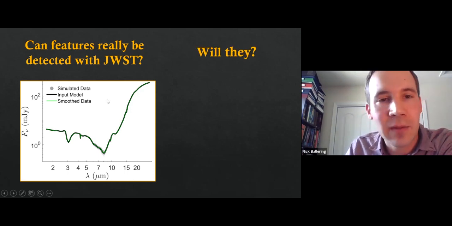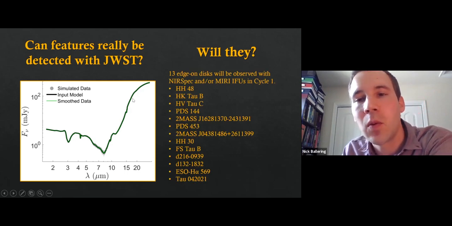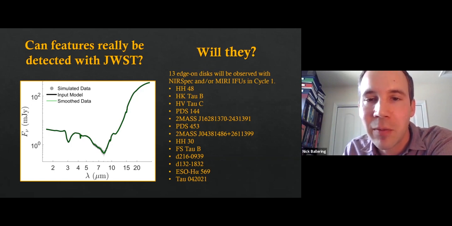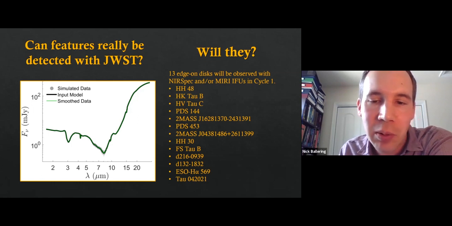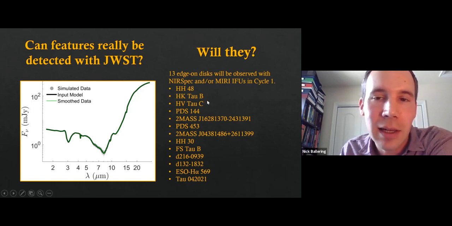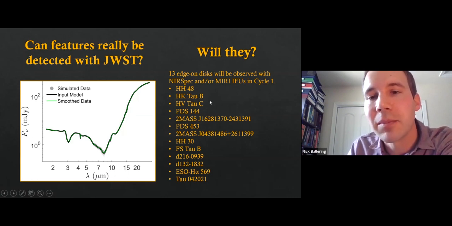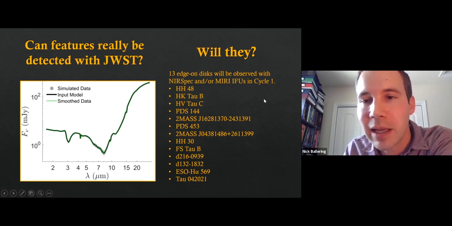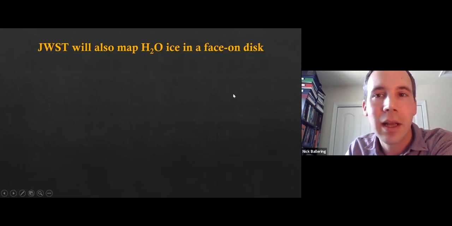So they can detect the features, but will they? And again, I think the answer is yes. So I looked through what's already in the queue just for Cycle 1 of JWST, from the ERS programs, the GO programs, and the GTO programs. And I see, by my count, 13 edge-on disks that will be observed with either the NIRSpec IFU, the MIRI IFU, or both. So that's very encouraging. I think we're already on our way to expanding this field quite a bit.